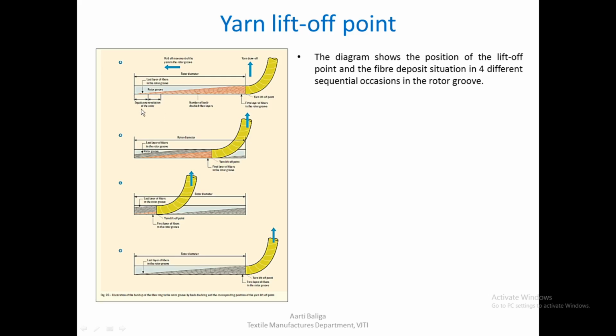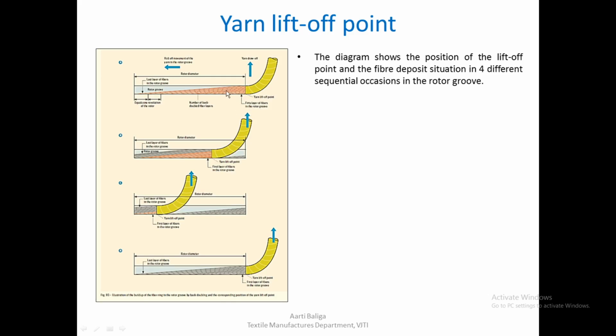This equals one revolution of the rotor, this particular distance. And what you see here is fiber layers laid one on top of the other. So this is the number of back doublings, or the fiber layers that are being deposited. On this end, these are the last layers of fibers that have just come in, and at this point it is the first layers of the fiber that have already come long time before.